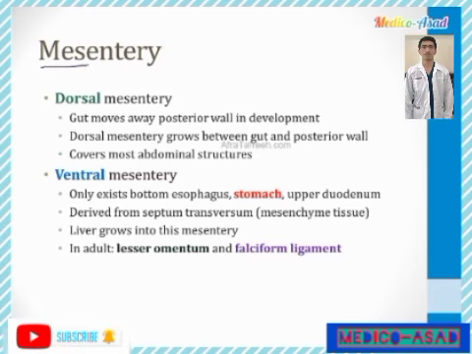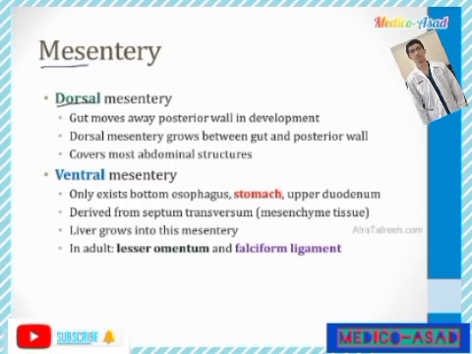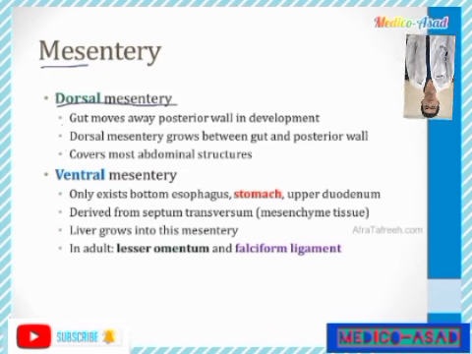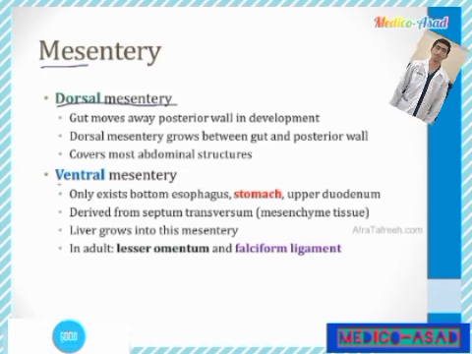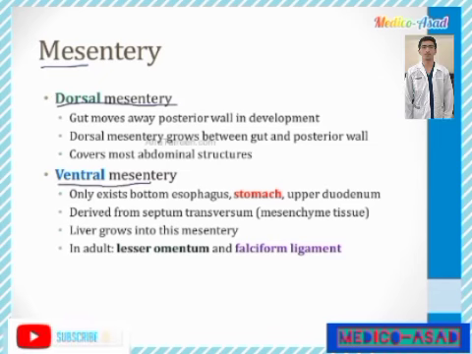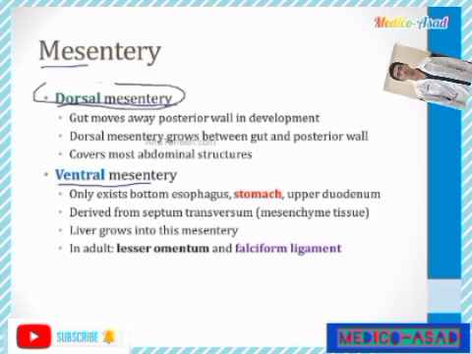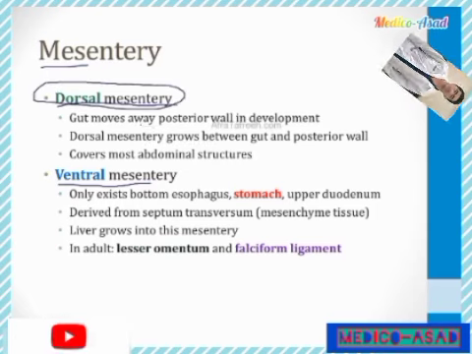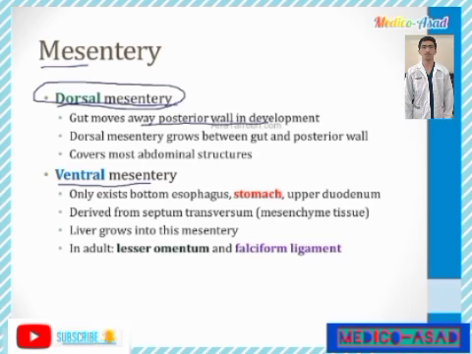And there are two types of mesentery that form in the fetus. The first type is towards the back of the fetus. That's called dorsal mesentery. Dorsal means towards the back. And the second type is towards the front. That's called ventral mesentery. Ventral means towards the front. Most of the connective tissue structures in the abdomen come from dorsal mesentery. The reason for this is because the gut moves away from the posterior wall in development, and the dorsal mesentery grows between the gut and posterior wall so that most structures are covered by this mesentery.